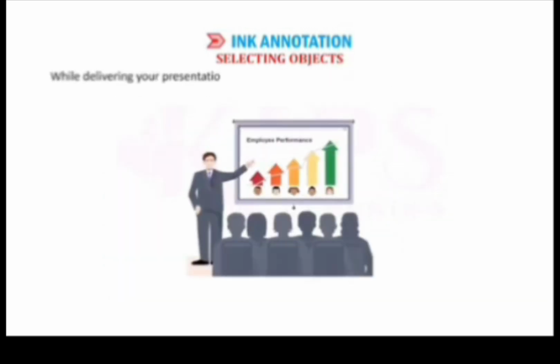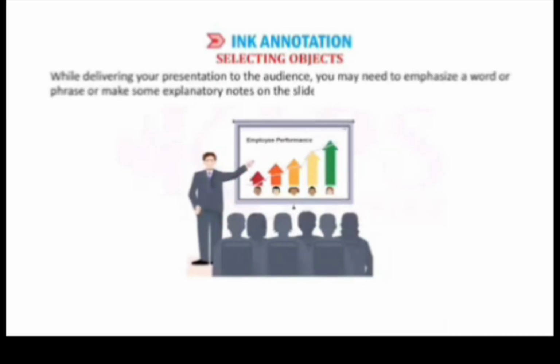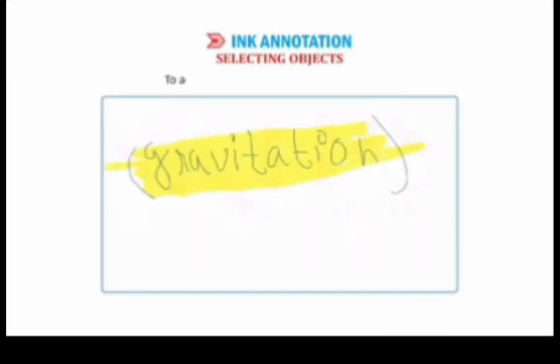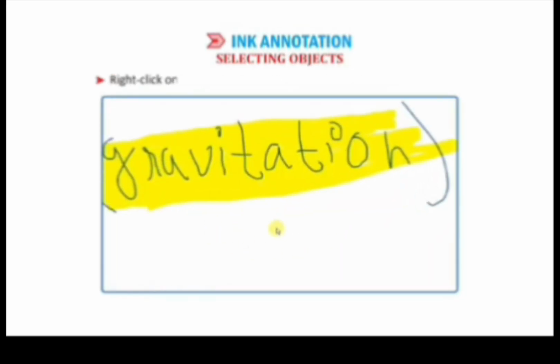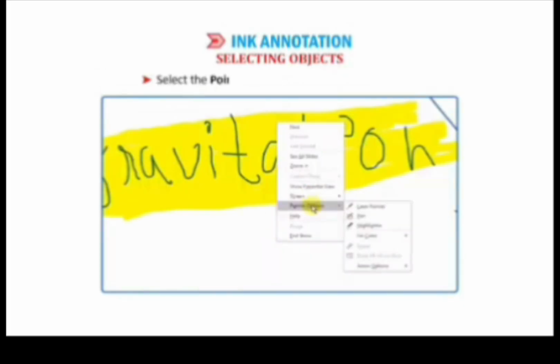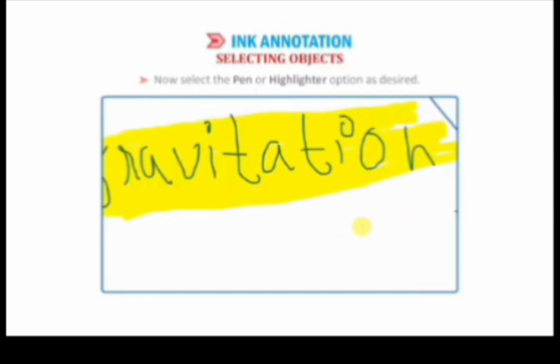While delivering your presentation to the audience, you may need to emphasize a word or phrase or make some explanatory notes on the slides. Slideshow view provides you with various options to annotate your presentation. To add ink annotations during the slideshow, right-click on the slide where you want the annotation pen to appear. Select the pointer options from the context menu. Now select the pen or highlighter option as desired.